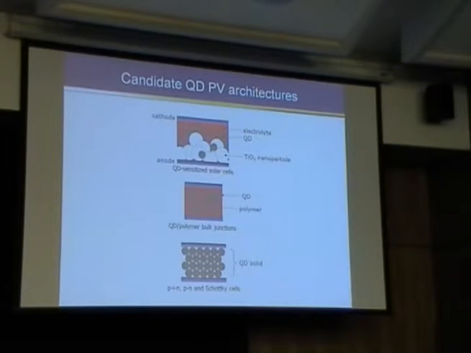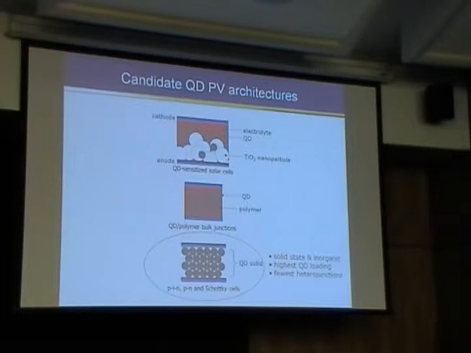A third approach is to use what are called quantum dot solids. And quantum dot solids, again, are conductive films of pure quantum dots. In this kind of layout, you could imagine making a quantum dot solid and putting it in an environment in which you have a PIN kind of structure, a PN junction type structure, or a Schottky kind of solar cell. And this is the kind of device that we ended up focusing on when I was a postdoc at NREL, and have since continued working on.